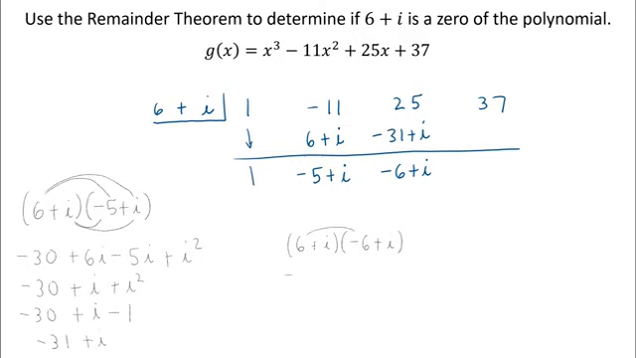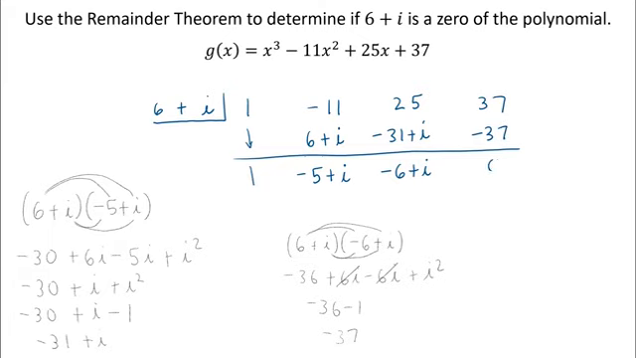6 times negative 6 is negative 36, and 6 times i is 6i. Negative 6 times i is negative 6i, so those two terms add out. And then, of course, i times i is i squared, which again is just negative 1. So when we simplify, we get negative 37. And the negative 37 goes there.